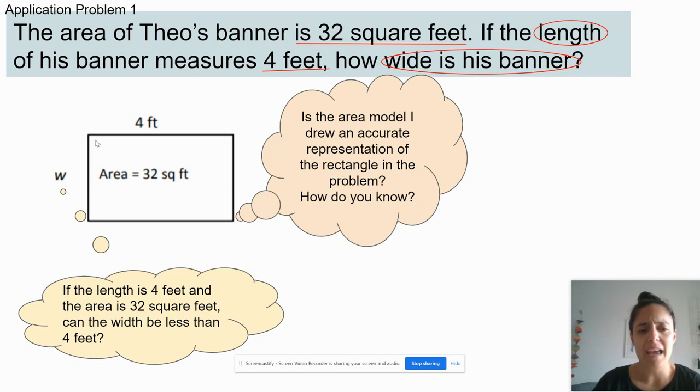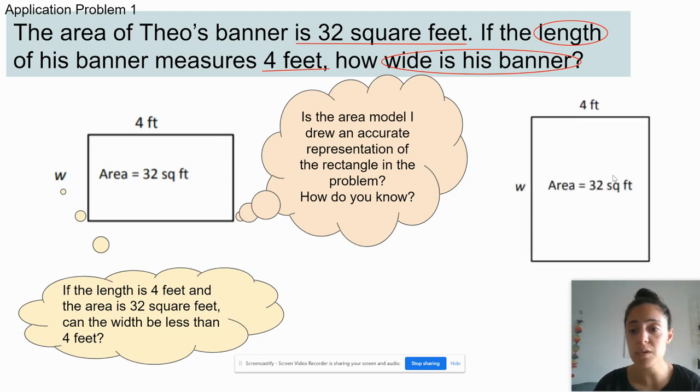I have 32 as my total area, and I have this side length of 4. I think that this might be a little bit bigger than this side length. So think about the rectangles that you're drawing. If this side length is 4 and this side length is a little bit bigger than 4, maybe this side length should be bigger than the 4 side length. So I redrew my rectangle to represent my problem and to show that my 4 side length is indeed smaller than my W side length. Now we have to solve it.